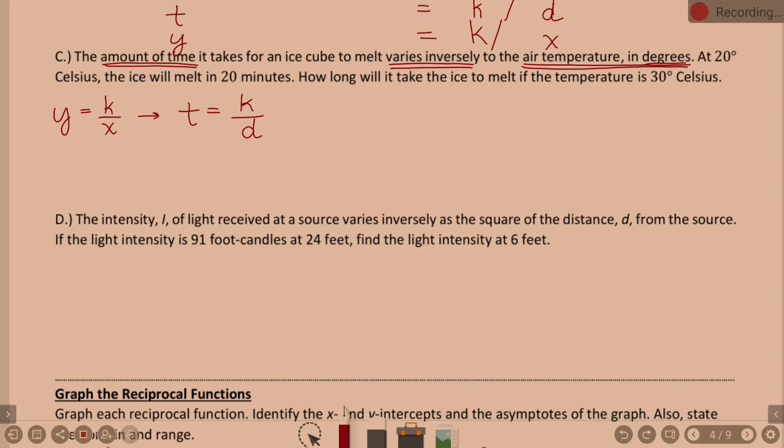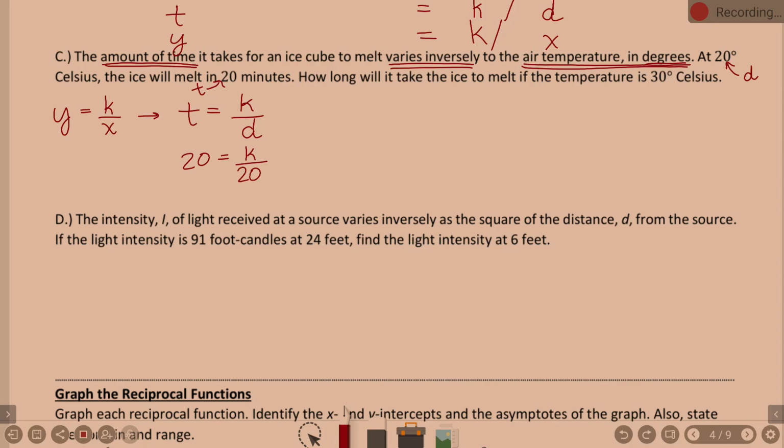So, at 20 degrees Celsius, what's 20 degrees Celsius going to go in for? X. It is your air temperature in degrees, so X, or in other words, D. The ice will melt in 20 minutes. That is your time, which is T. Now I know they're both 20s, but just try and make sure we see this. So T equals 20 equals K divided by D, which is also 20.